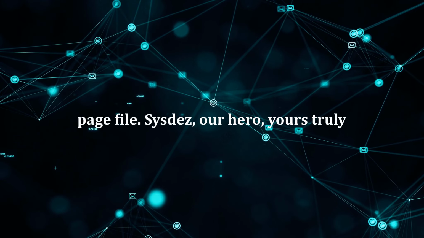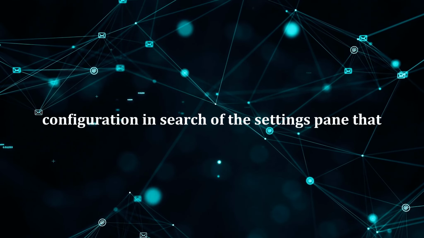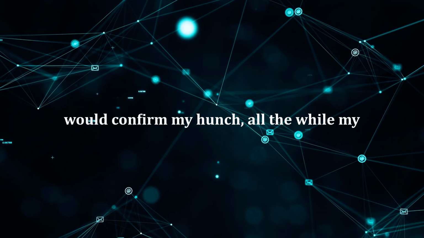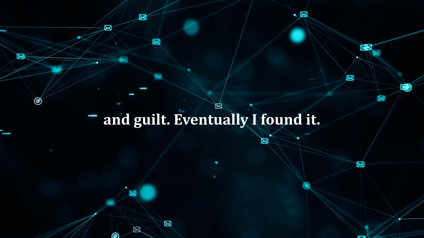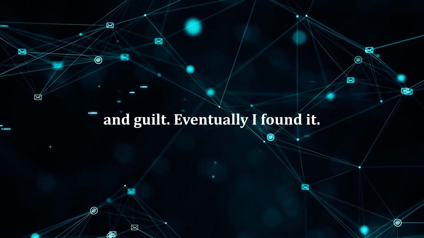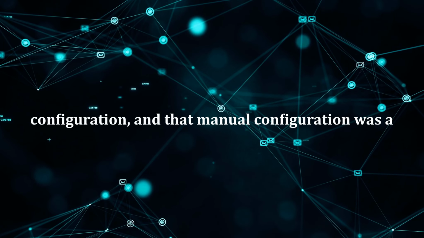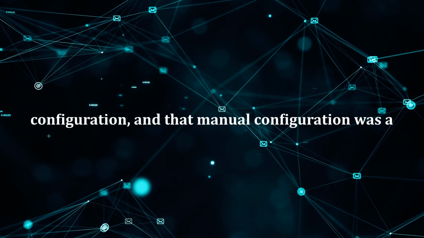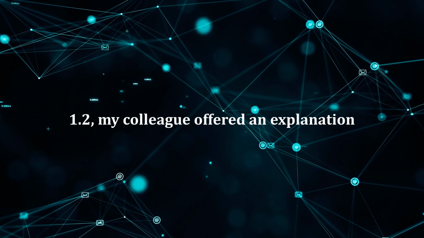Our hero, yours truly, swam through the dark recesses of the system configuration in search of the settings pane that would confirm my hunch, all the while my colleague's eyes growing wider with understanding and guilt. Eventually I found it. The page file options were set to manual configuration, and that manual configuration was a default size of 1 terabyte, with permission to expand to 1.2.